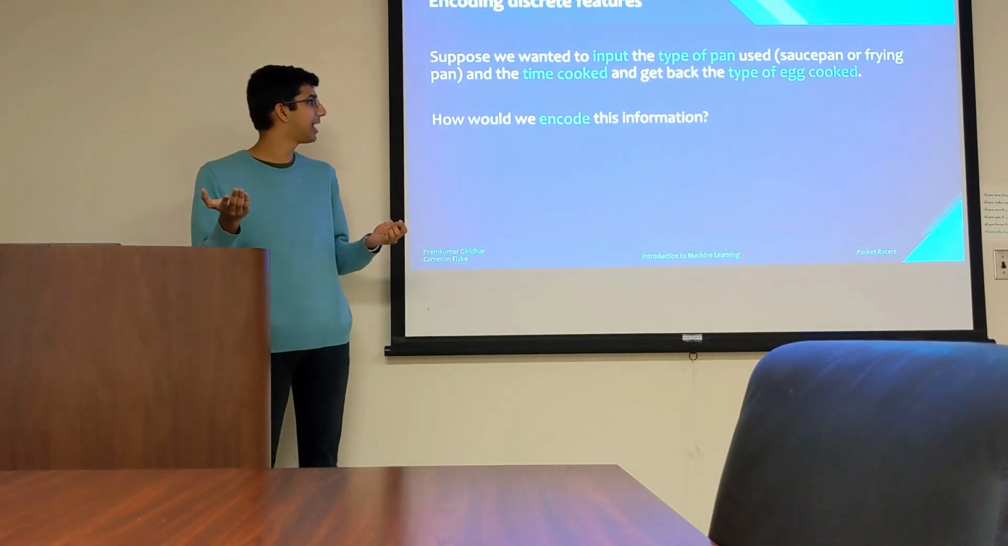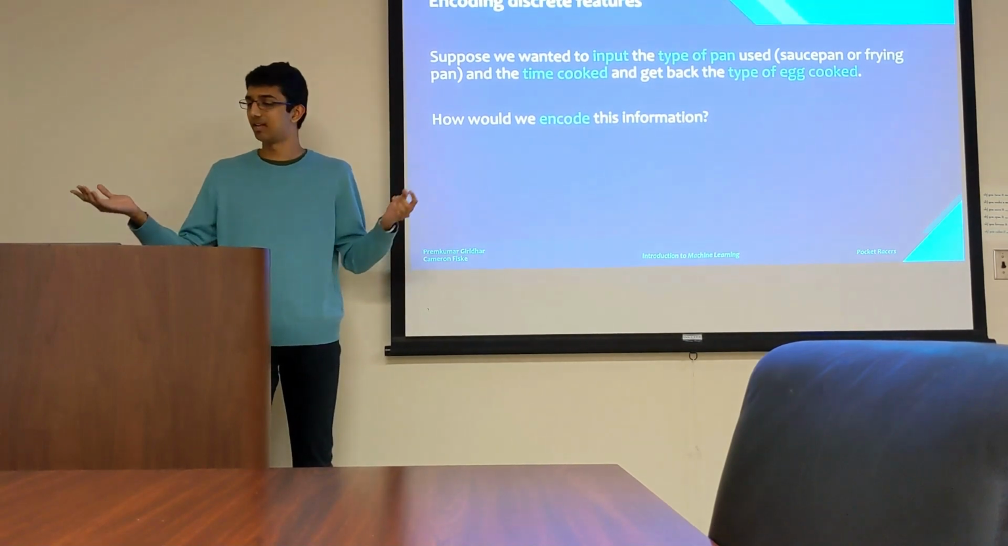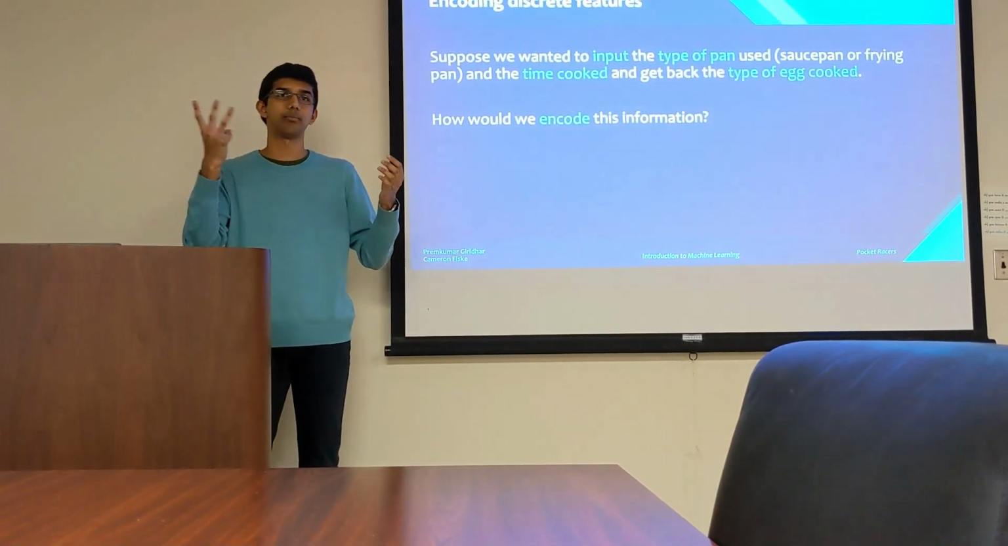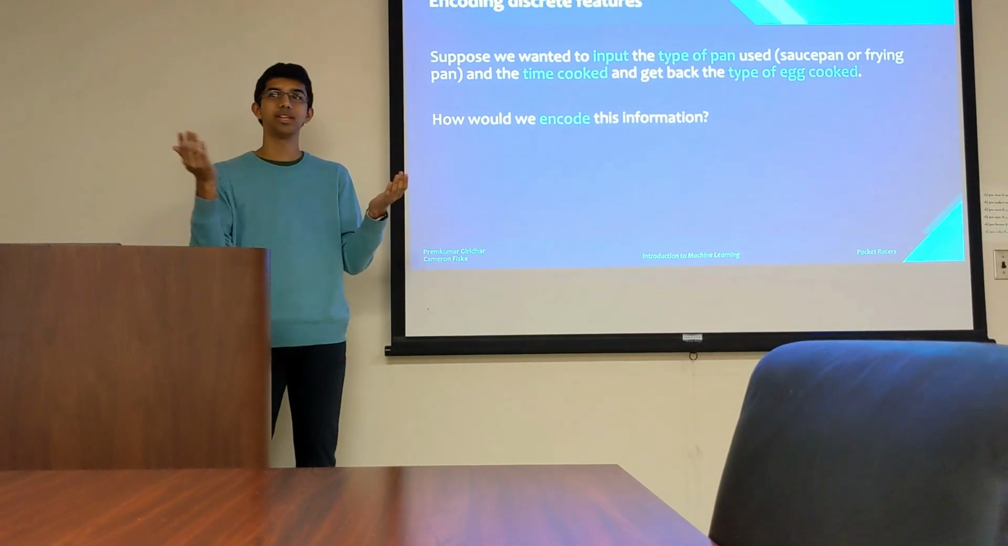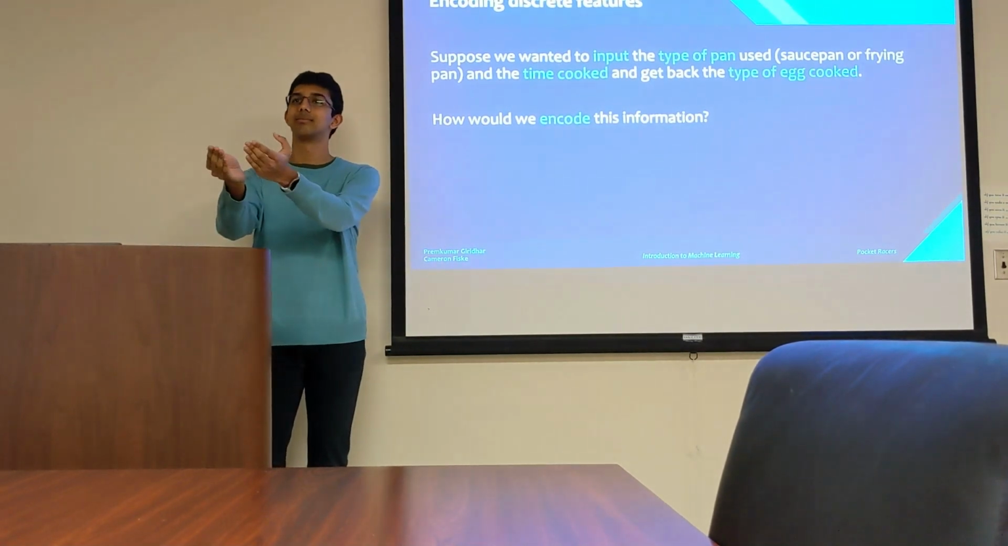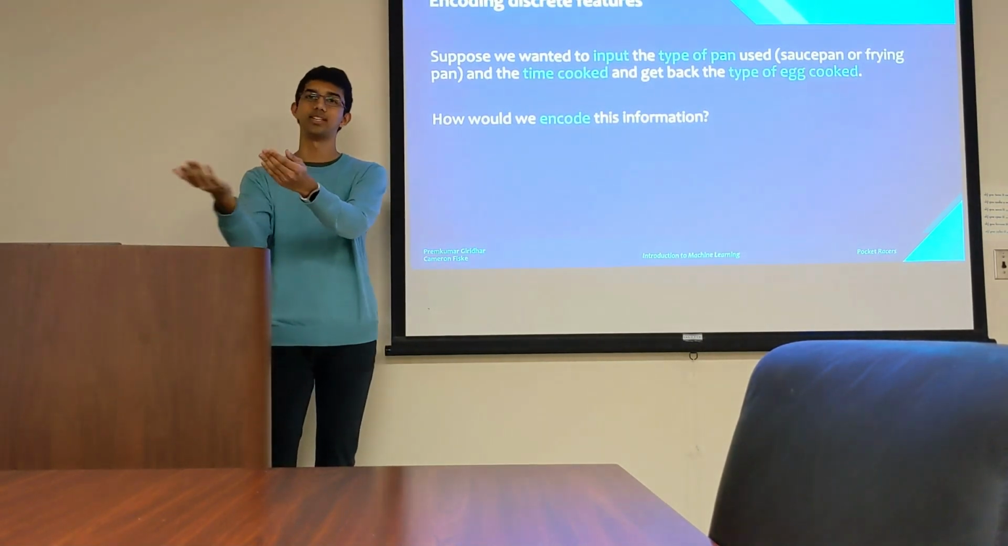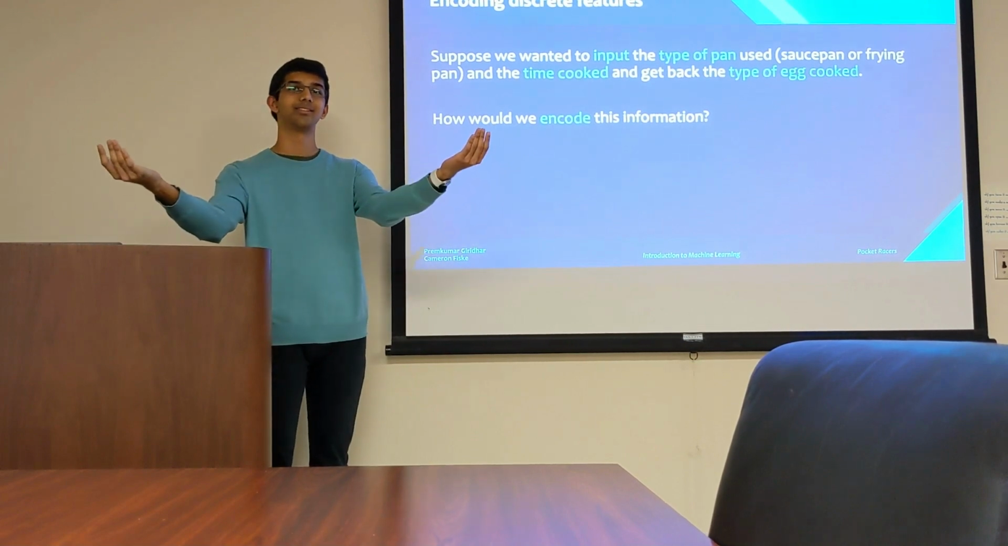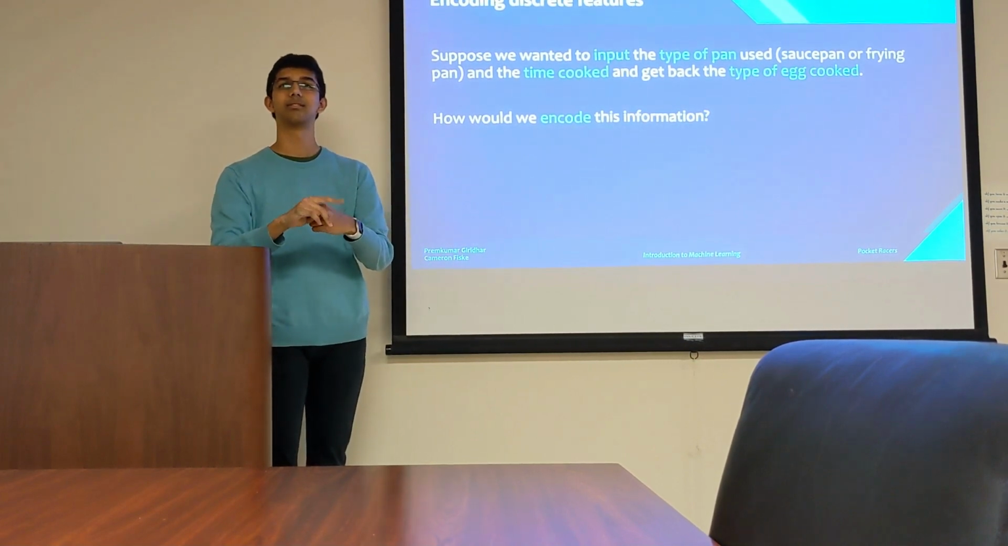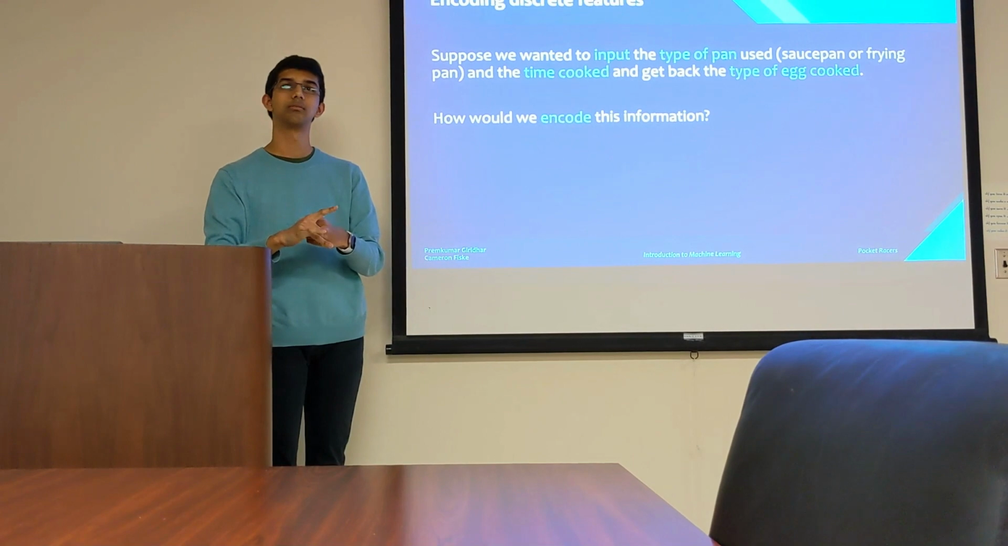So just for example, how do we encode the type of egg that we cooked if we have like 3 options? Any ideas? 0, 1, 2? Alright, that's one idea. Just like a vector with size the number of eggs, and then a 1 for whichever class it is.